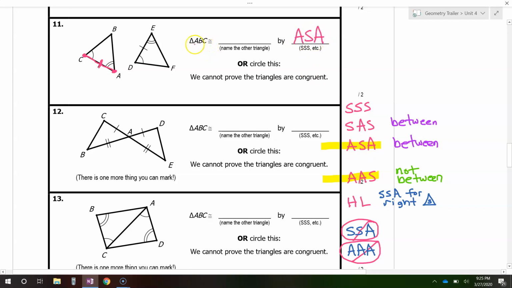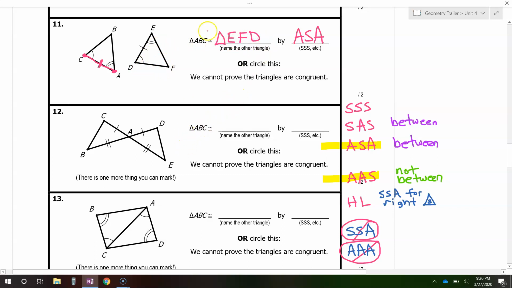Now for the congruent statement, triangle ABC is congruent to triangle what? Well, A is congruent to E. Notice the double marks. B is congruent to F. Notice that they are both blank. Okay, so I've got E and F. That just leaves D.